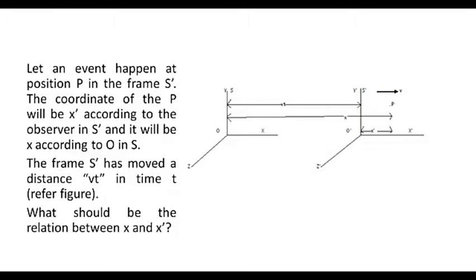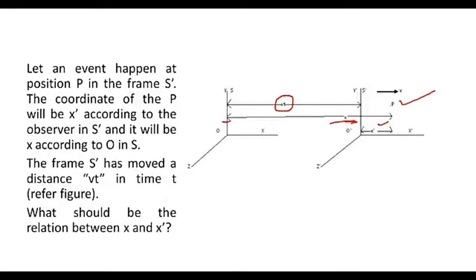Now let an event happen at position P in the frame S dash. These two frames can be motorbikes, and suppose this S dash frame is one of the motorbikers, and he is wearing a cap, and for example he has thrown the cap, and this is an event. The coordinate of the point P will be x dash according to the observer O dash in S dash, and it will be x according to the observer O in S. The frame S dash has moved a distance vt in time t.